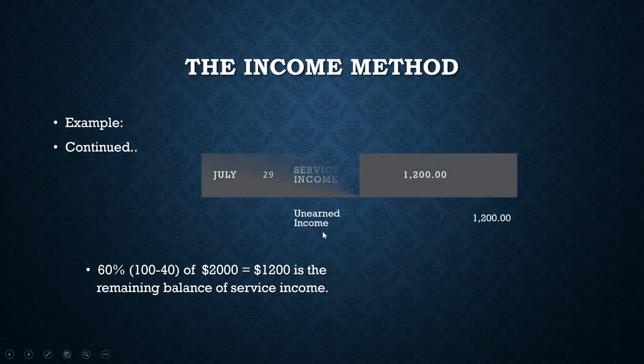Thus, $1,200 of service income is debited while $1,200 of unearned income is credited, thus adjusting the entry.